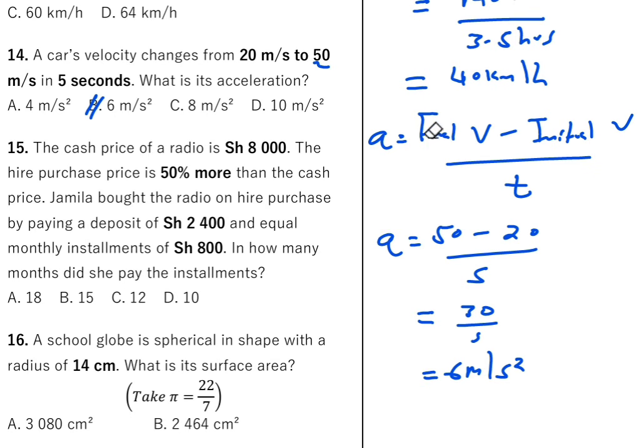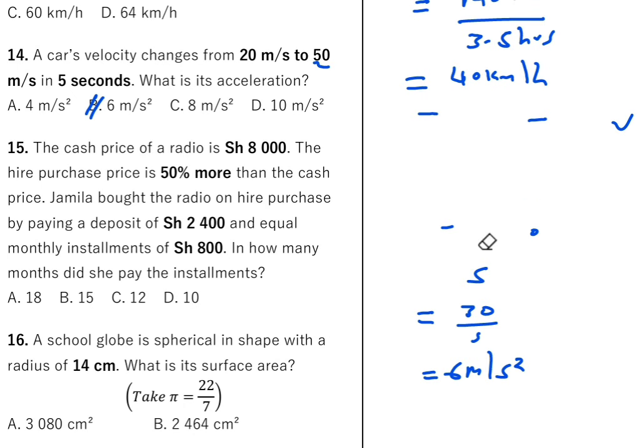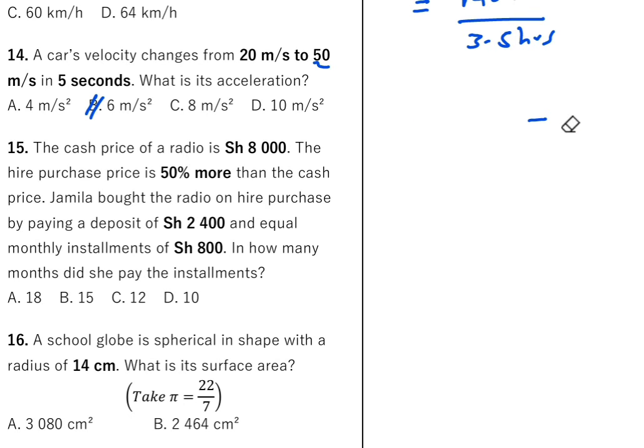Number 15, on money, this is grade 8 work. On hire purchase, cash price, a very simple, interesting topic. We're going to solve that one also. So it reads, the cash price of a radio is 8,000 shillings. The hire purchase price is 50% more than the cash price. Miller bought the radio on hire purchase by paying a deposit of 2,400 shillings and equal monthly installments of 800 shillings. So how many months did she pay the installment? Feel free to pause the video and try that question and then come back and see.